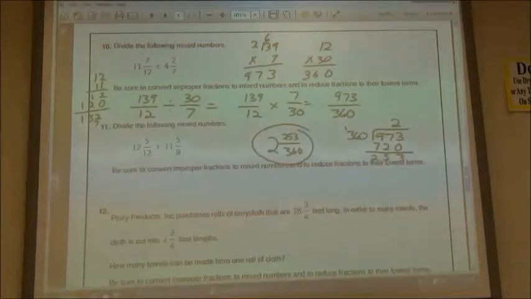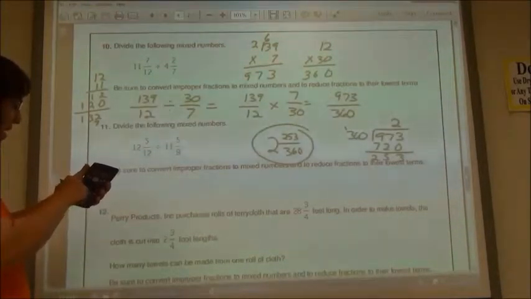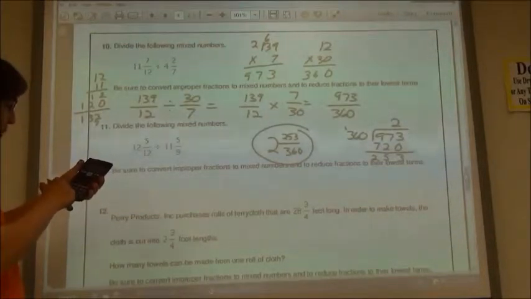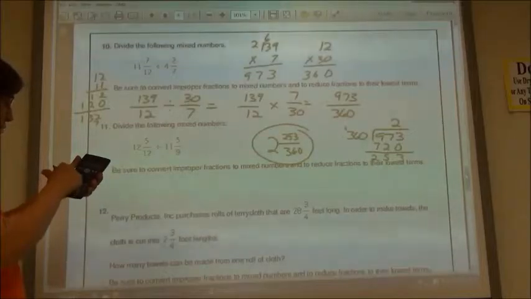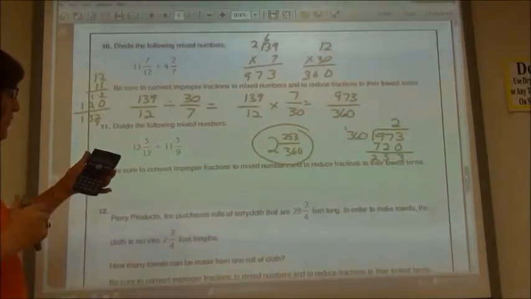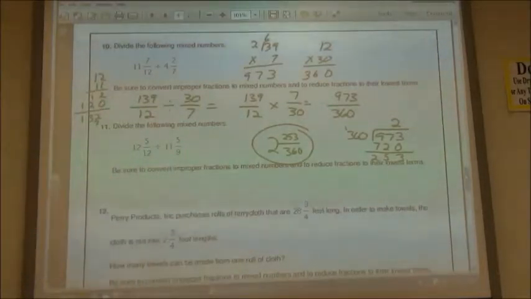And so just double checking that answer, I took 11 and 7/12ths. I divided by 4 and 2/7ths, and I got 2 and 253 over 360, which is what we ended up with, so we did it right.